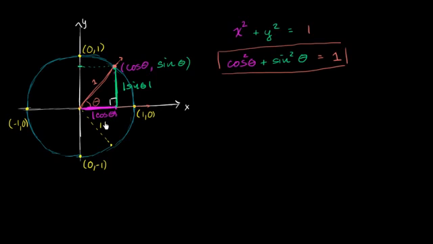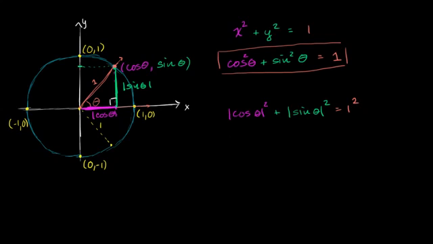And so what do we know from the Pythagorean theorem? This is a right triangle here. The hypotenuse has length 1. So we know that this expression squared, the absolute value of cosine of theta squared, plus this expression squared, the absolute value of the sine of theta squared, needs to be equal to the length of the hypotenuse squared, which is going to be equal to 1 squared.